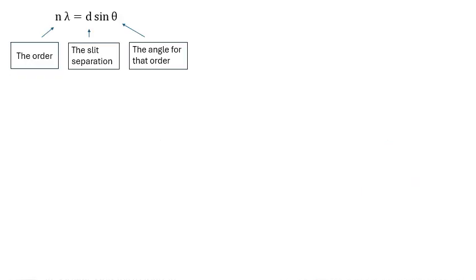n lambda equals d sine theta. That's for a diffraction grating. n is the order. Remember, it's like first order, second order, third order. d is the slit separation. You might have to work that out. You might be told it's like 80 lines per millimeter. So the slit separation would be 1 over 80,000. And then theta is the angle for that order.